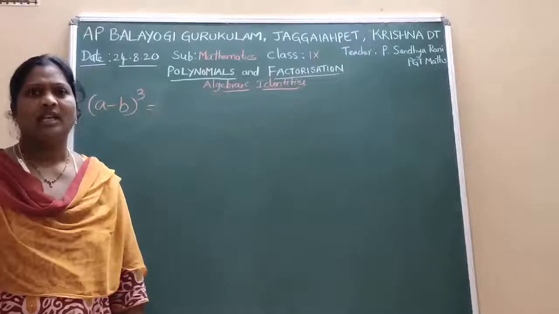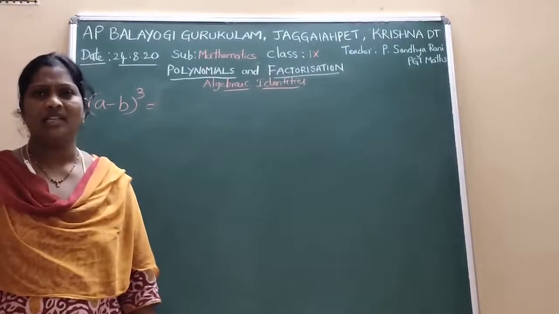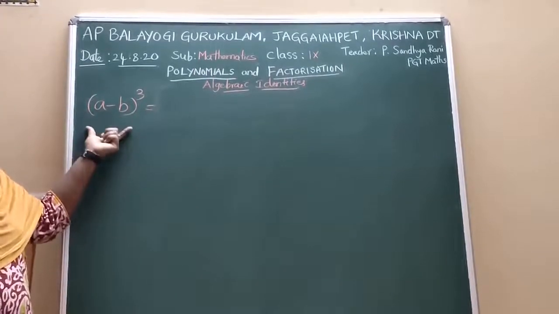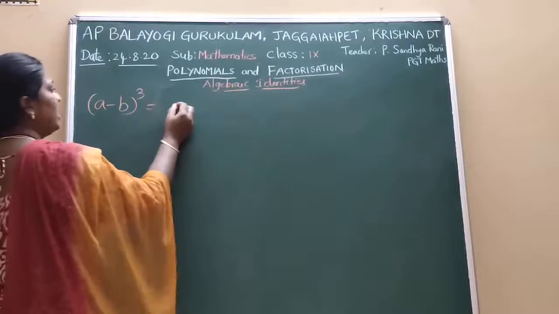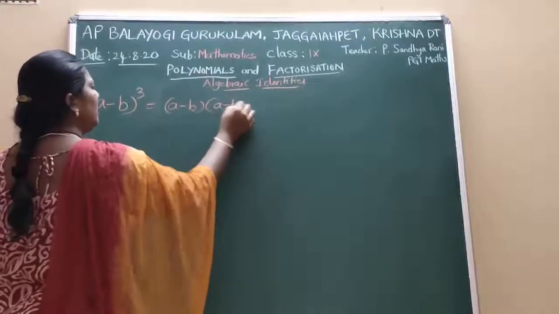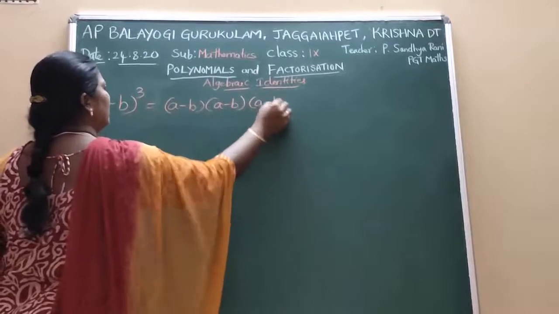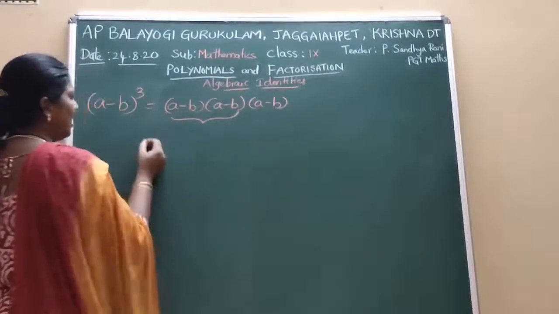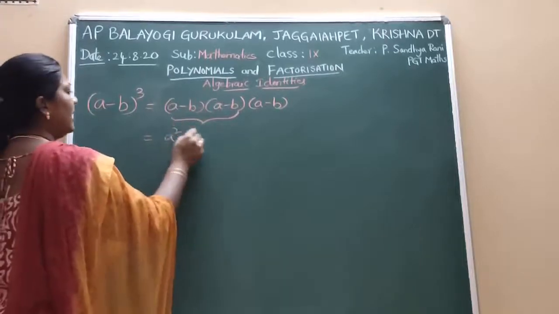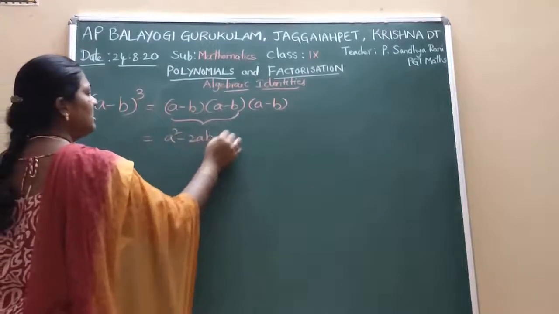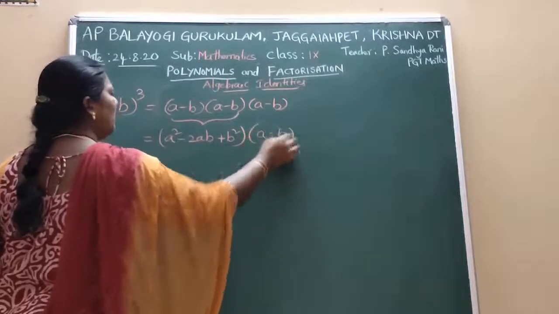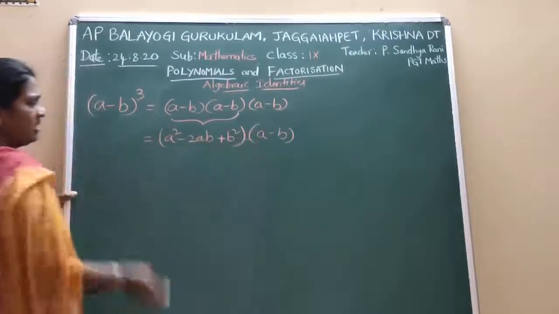Let's see the next identity, that is a minus b whole cube. How can we write a minus b whole cube? We can write it as a minus b into a minus b into a minus b. We know that a minus b into a minus b can be written as a square minus 2ab plus b square, into a minus b. Now we have to multiply these two products.